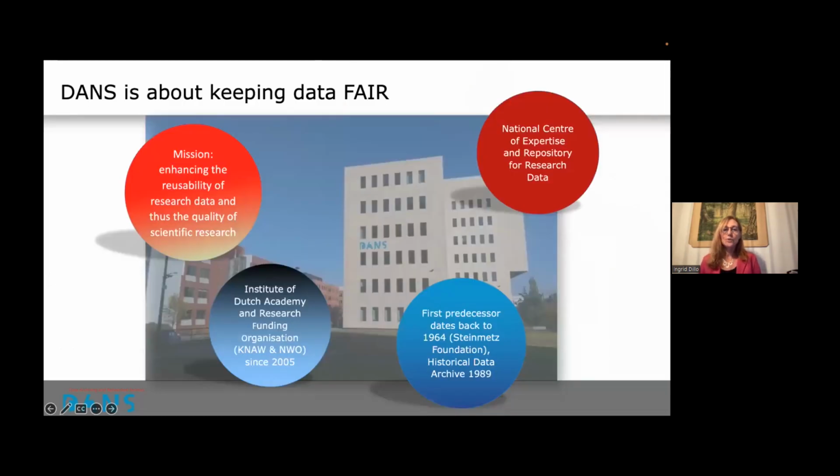But first, a few words on the organization I work for, which is called DANS. DANS is a data service provider in the Netherlands and one of the national players in our research data landscape. We offer long-term repository services and are also a national center of expertise in the area of research data management, long-term preservation, and data curation.